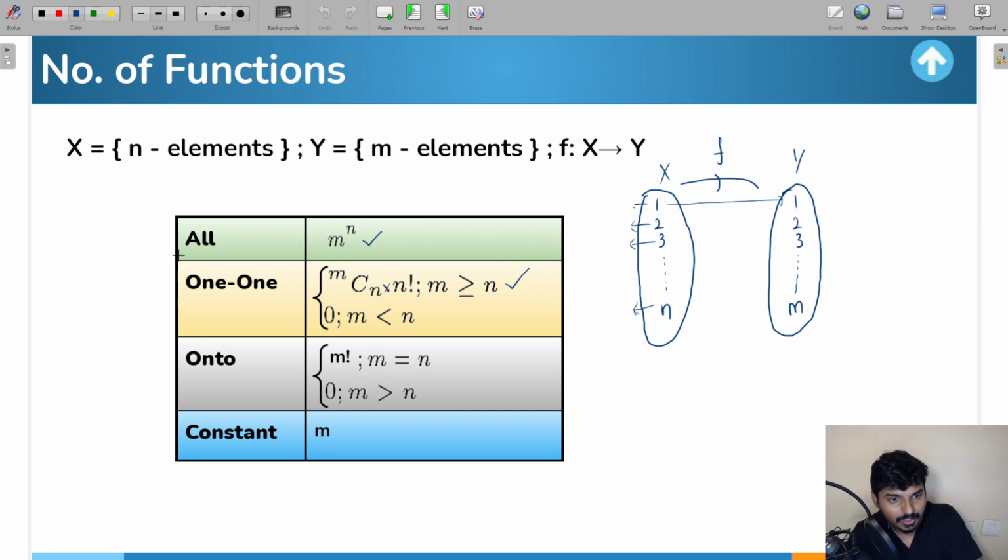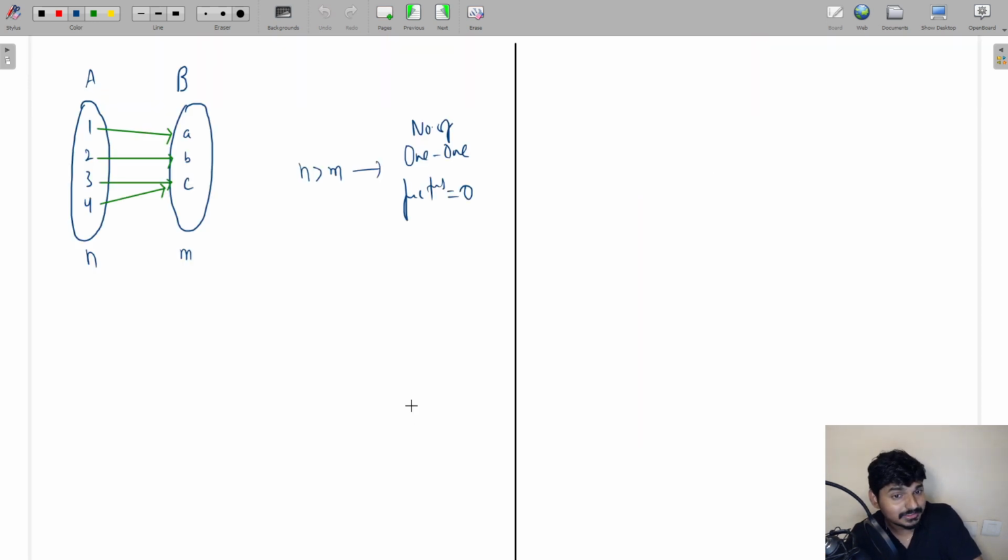Then you have the concept of onto functions. For onto functions, when m is equal to n, m factorial will give you the number of onto functions. And when m is greater than n, the number of onto functions is going to be 0. I'll give you an example to help you understand this type of concept.